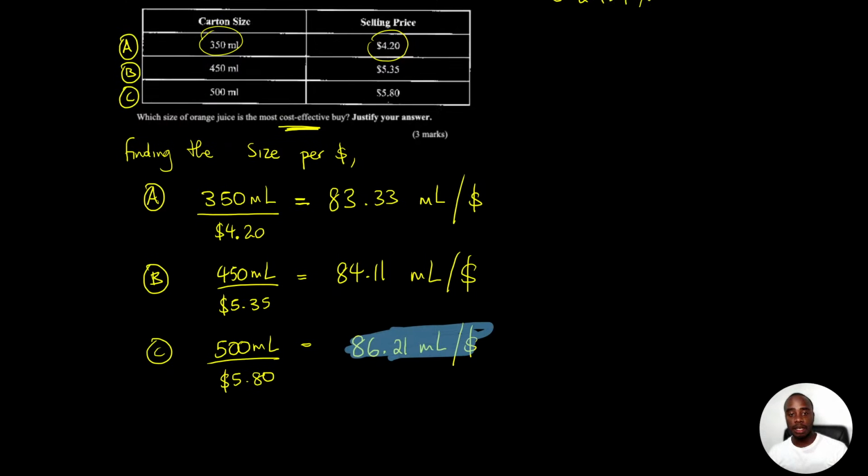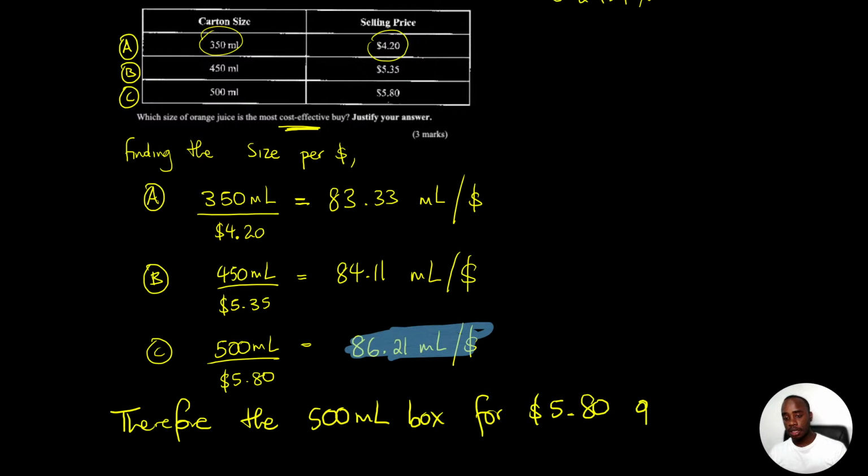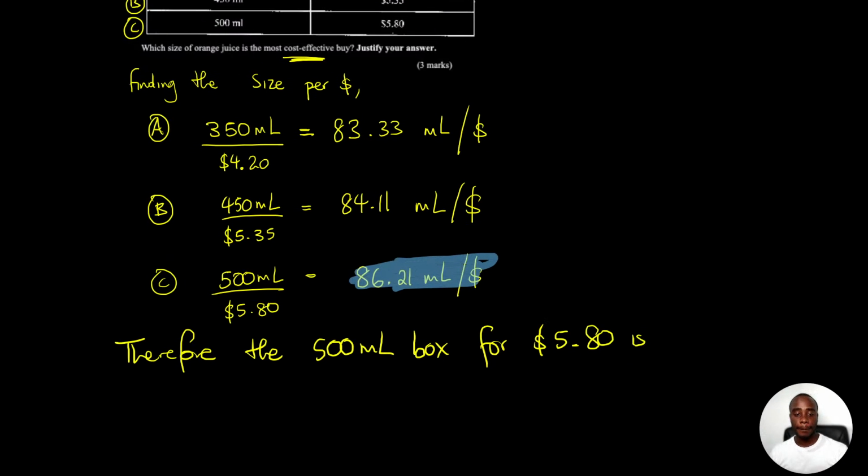So we can say, because now we have to justify, so we can say, therefore, the 500 milliliter box for $5.80 is the most cost-effective buy. Alright? Because of course it gives us the most orange juice for our dollar.